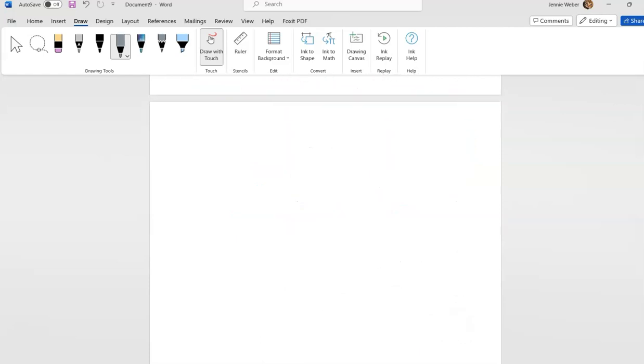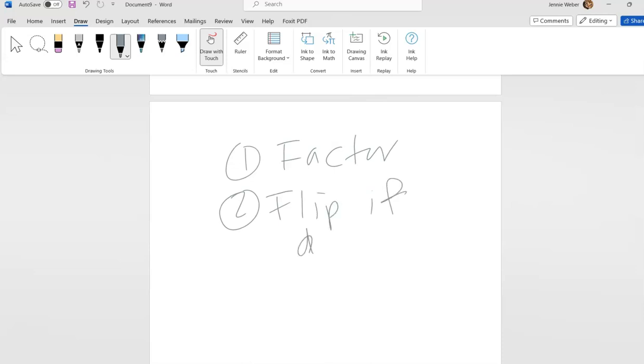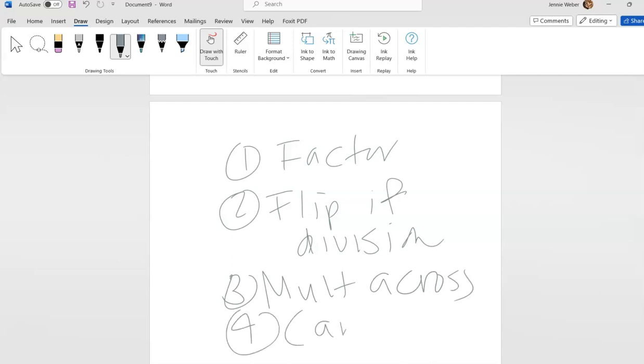So you are going to factor, flip if division, multiply across, and then you're going to cancel. Those are all you got to do. Doesn't sound so bad when you put it down in those basic steps.